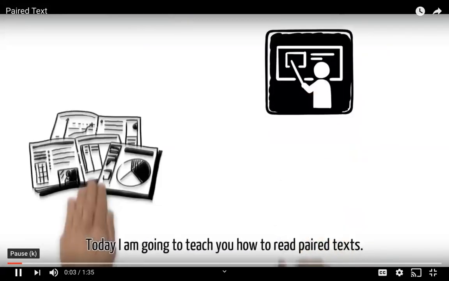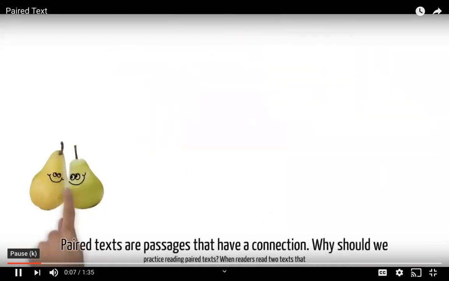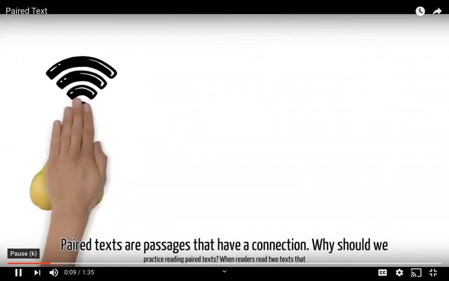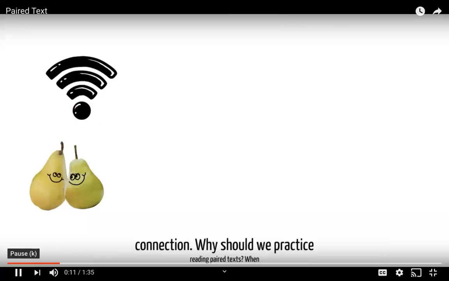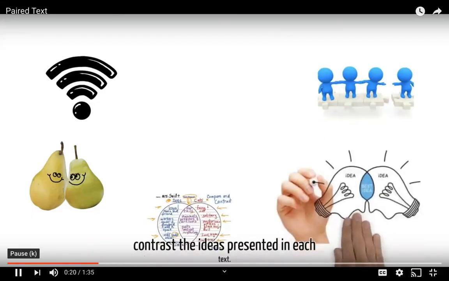Today, I am going to teach you how to read paired texts. Paired texts are passages that have a connection. Why should we practice reading these? When readers read two texts that have a connection, they can compare and contrast ideas presented in each text.